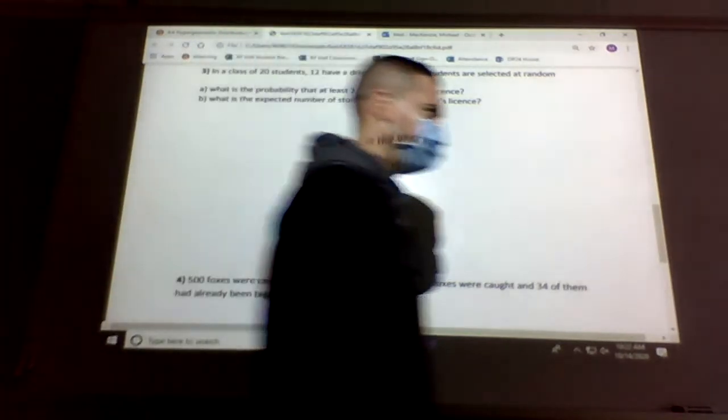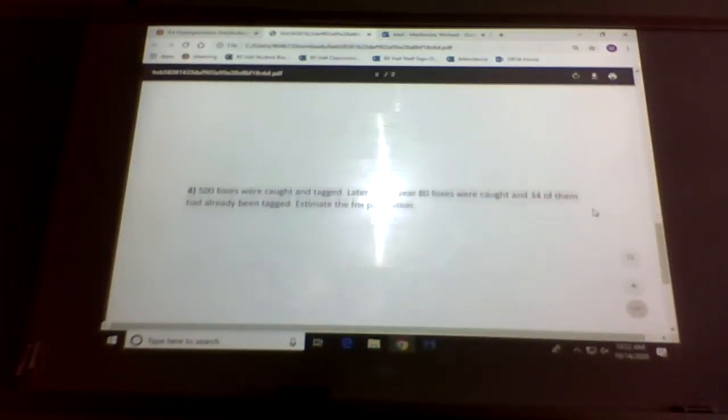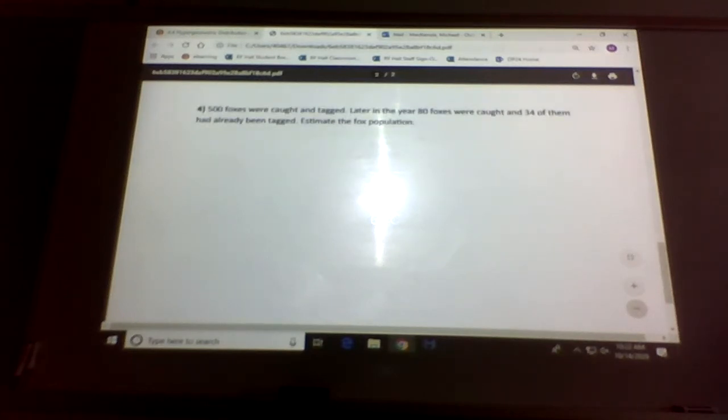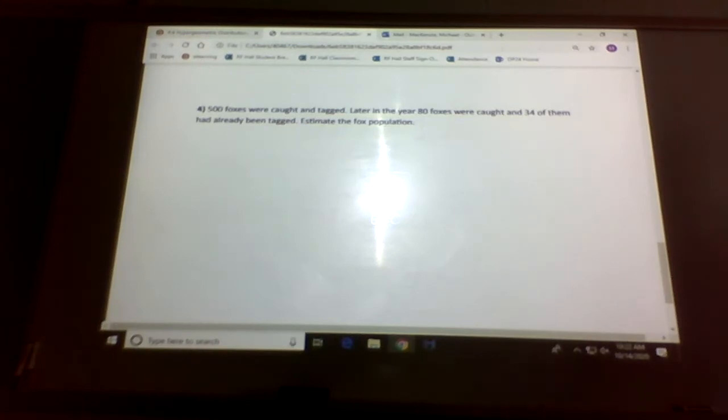Alright, last one. This is kind of a weird one. It doesn't fit into anything, right? So I'm gonna try to do it. It's not that difficult. 500 foxes were caught and tagged.